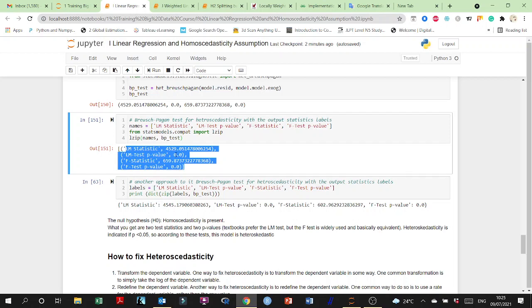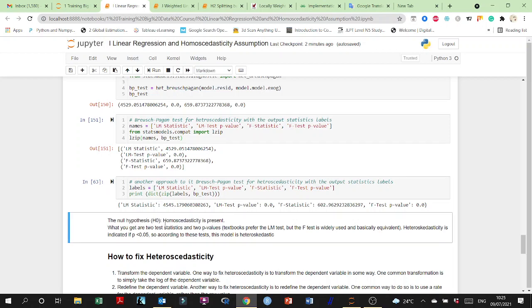And actually, we find out whether there is heteroskedasticity or not based on the linearity. So what happens here is the null hypothesis of the Breusch-Pagan test is basically that homoskedasticity is present. Homoskedasticity is the constant variance. Constant variance is present. So if we accept the null hypothesis and we don't reject it, this means we are in a good position.